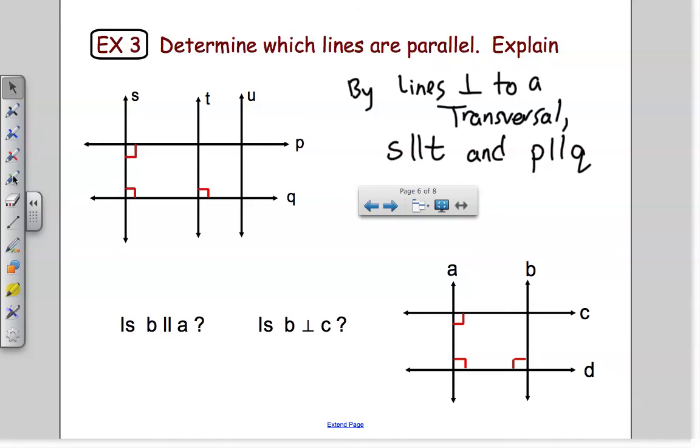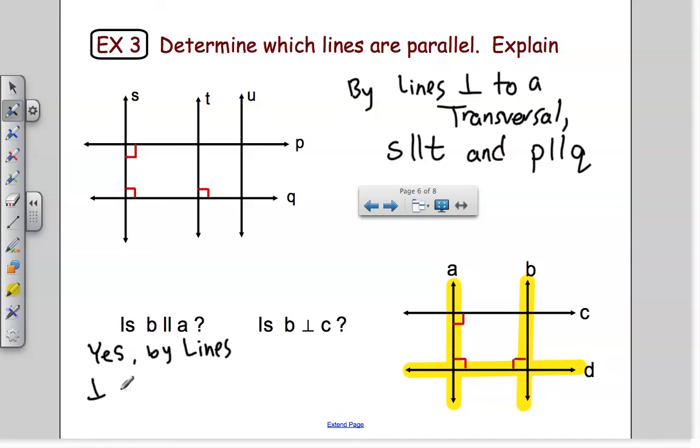And in the example below here, is B parallel to A? I'm just highlighting these lines. Are they parallel? Is there any reason to believe that? Well, transversal C is only perpendicular to one of them, but this line D is perpendicular to both A and B. So, again, by lines perpendicular to a transversal, yes.